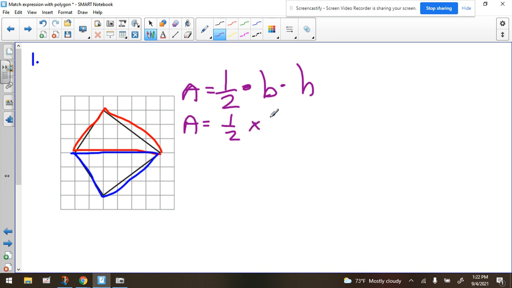Remember, the height has to be perpendicular to whatever you're calling the base. So let's use yellow here, and let's count all the way to the top. 1, 2, 3. The height on that is 3.